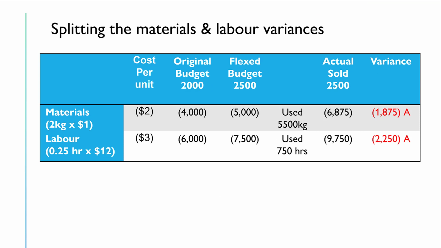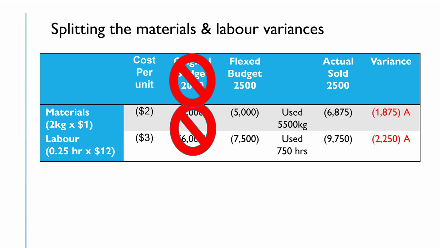So now we're going to look at splitting the materials and labour variances. So I've repeated them here for you. And again, I'm going to cross out that original budget. You no longer use it. To calculate the variances now, you need to use that standard cost. And you need to flex it for that 2,500.